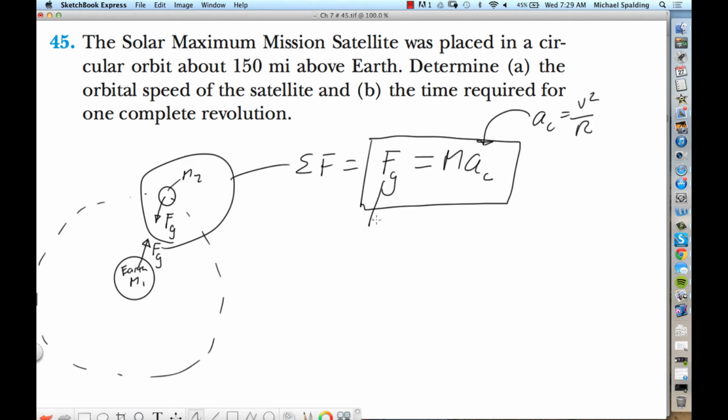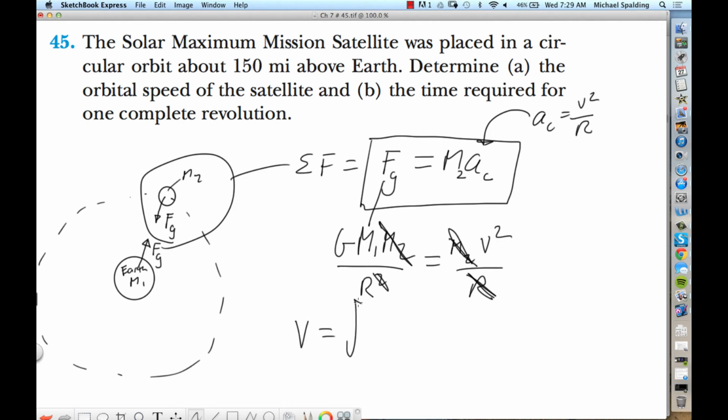Now, what's the equation for FG? Big G, which you don't have to memorize. That's the gravitational constant. Don't memorize it. G, M1, M2 over R squared. And then which M is that, M1 or M2? M2, because that's what we're summing the forces for. So this is going to be M2 V squared over R. The M2's cancel. One of the R's cancels. And then you get V equals square root GM1 over R.